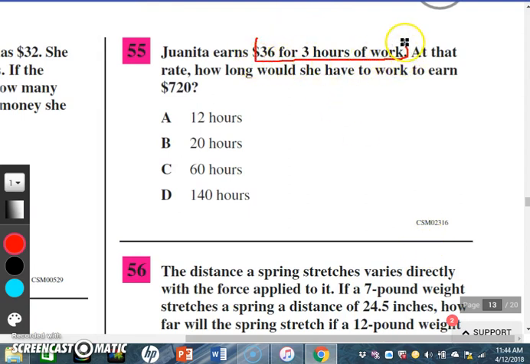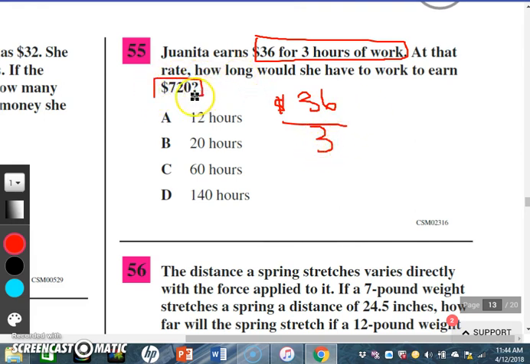So what we have here is $36 for 3 hours of work. Okay? And you can see with this problem, I like to circle the numbers in a word problem. Also, with word problems, read them multiple times. Juanita earns $36 for 3 hours of work. At that rate, how long would she have to work to earn $720?